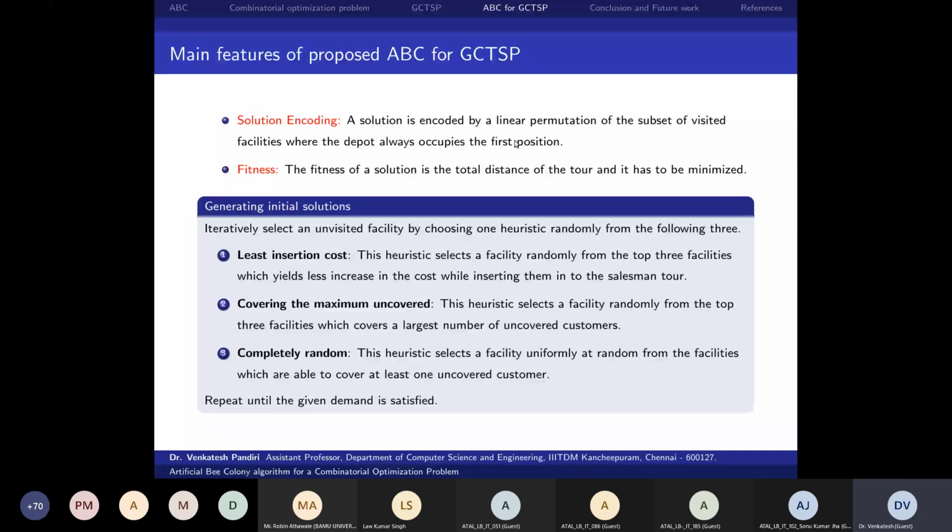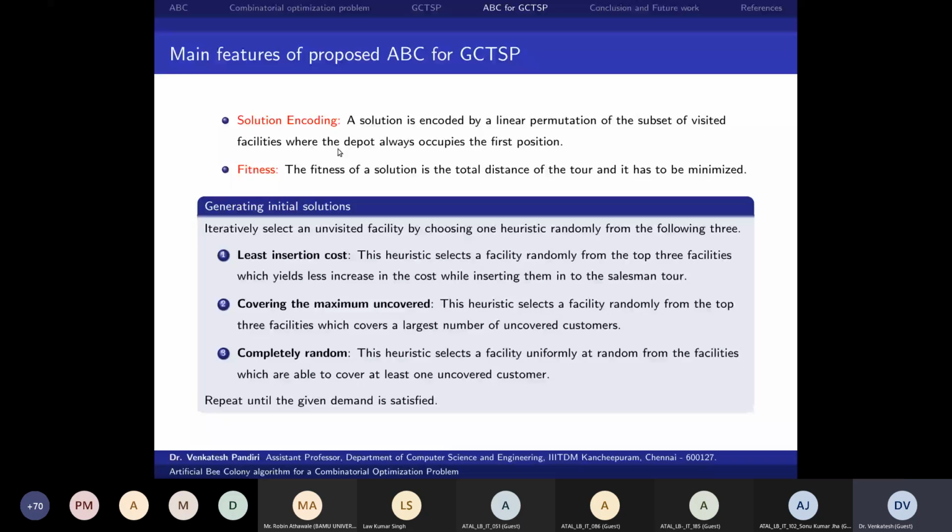Suppose there are 51 cities, let us say 1 to 51. Out of those, only some 10 facilities are there. So we need to select a subset of facilities from those 10. They will be encoded directly as a linear permutation of those visited facilities. The fitness value is the total distance of the tour, and it has to be minimized. Our ultimate aim is to identify this total distance and minimize it, while following the constraint of satisfying the given demand.